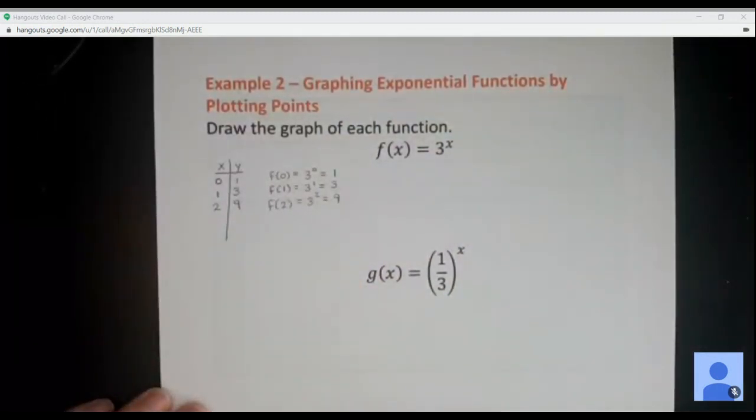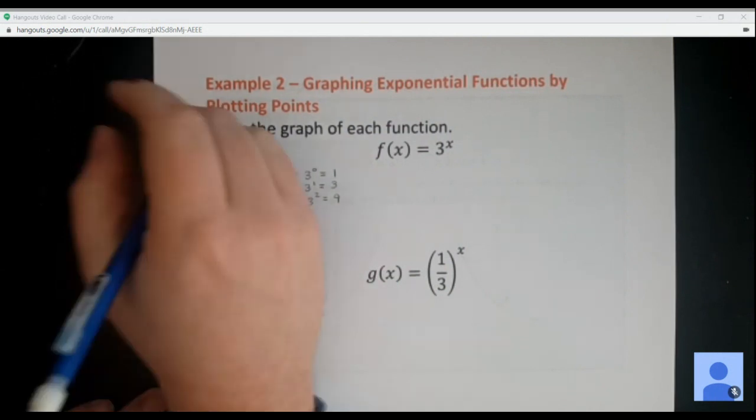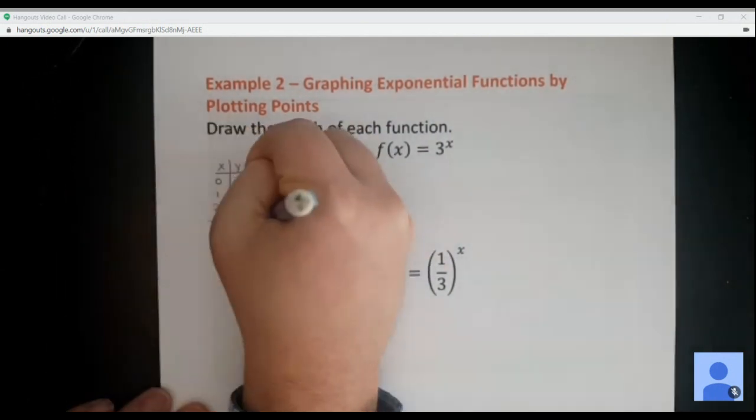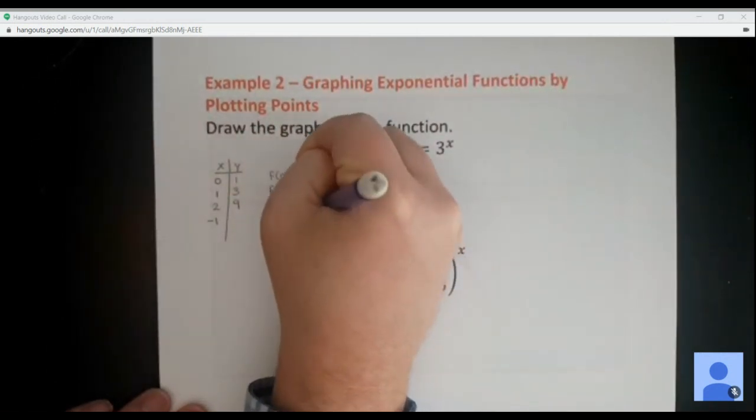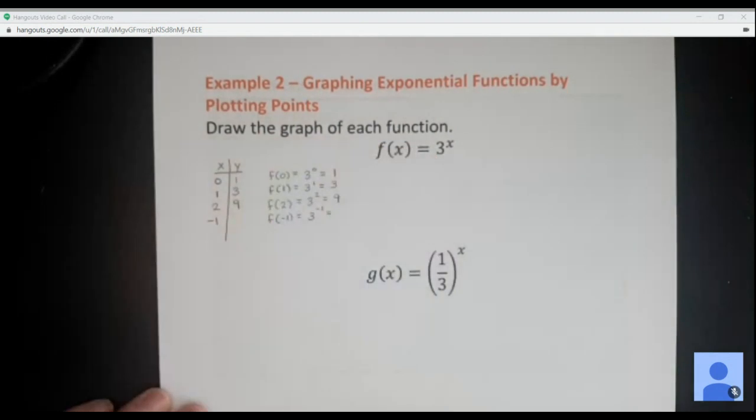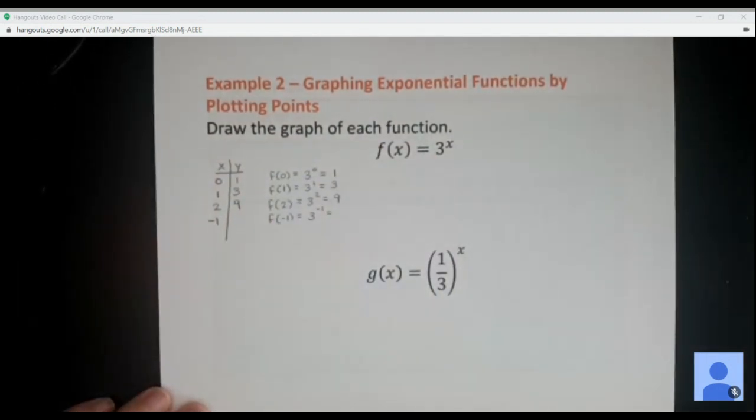All right, so let's go the other direction now, right? So what other values could we choose on the other side then? Okay, so let's go with negative 1. So f of negative 1, 3 to the negative 1 power. So what's that going to give us?